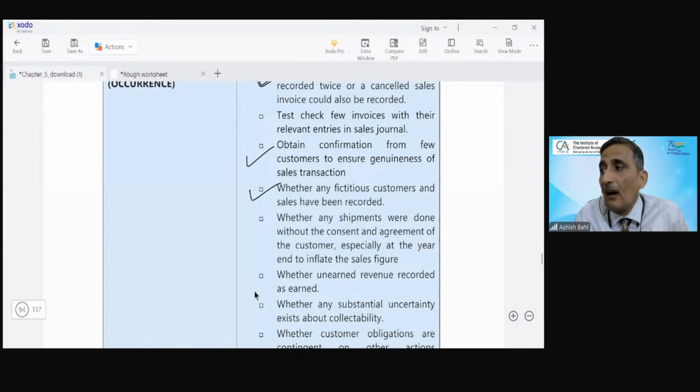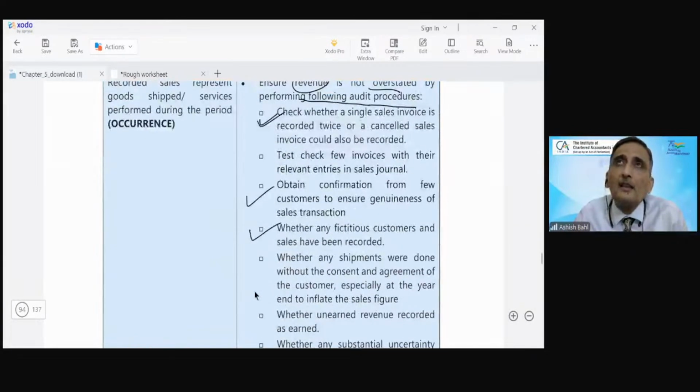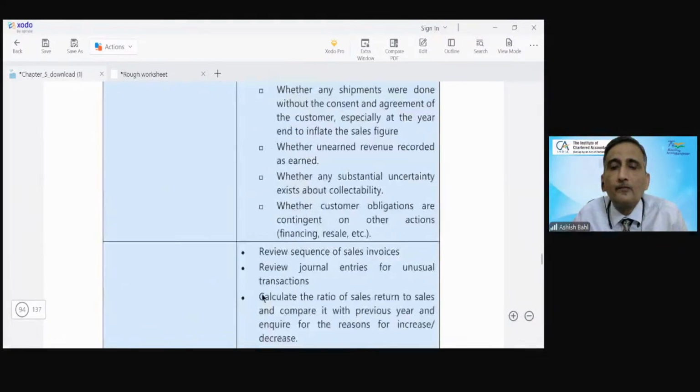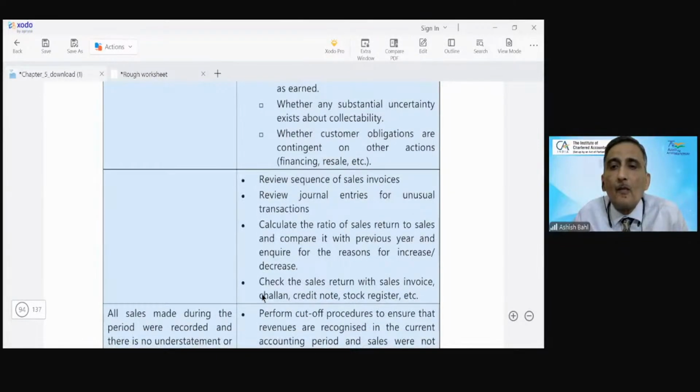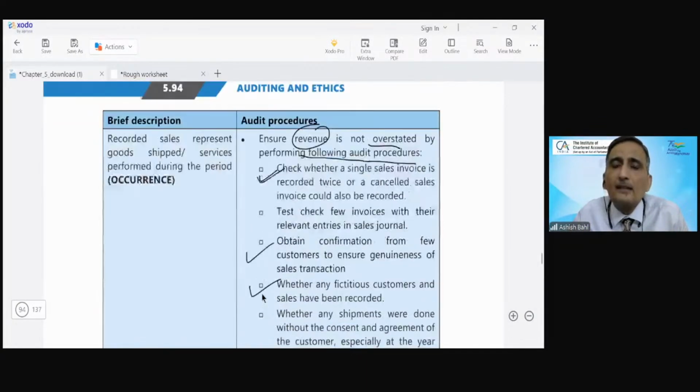Yes, Sanya, you are asking how sequence of sales invoice would help. So sequence basically is again related to internal control. So obviously when the sales bills are issued, these are in proper sequence. Or if some bill is missing, then either it has been cancelled, or you would inquire about why this sequence is disturbed. Okay. And checking sales return with sales invoices. So all very general points.